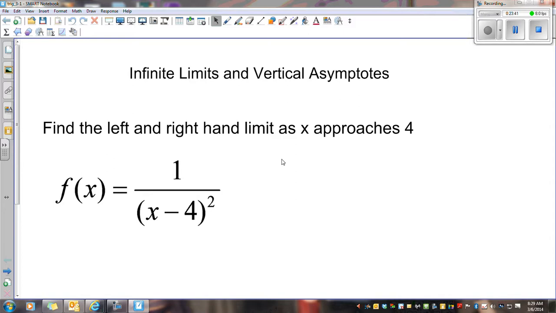All right, Munchkin. We're going to talk again about limits and vertical asymptotes. Infinite limits and vertical asymptotes. Now, we need to find the left and right hand limit as x goes to 4. Guys, you really need to do this not with a calculator. We need to engage our brains and do this. Okay? So, we are quite capable of this.